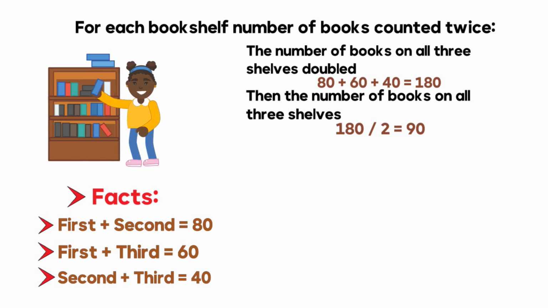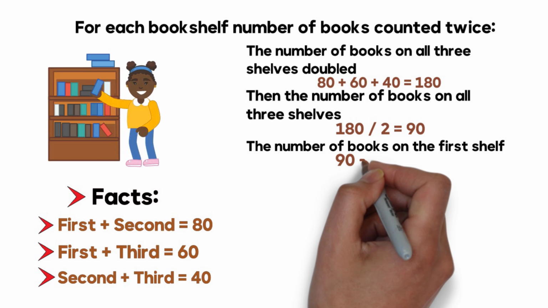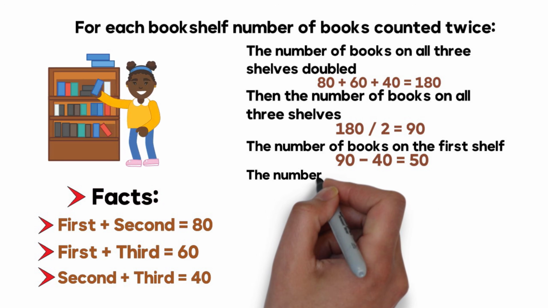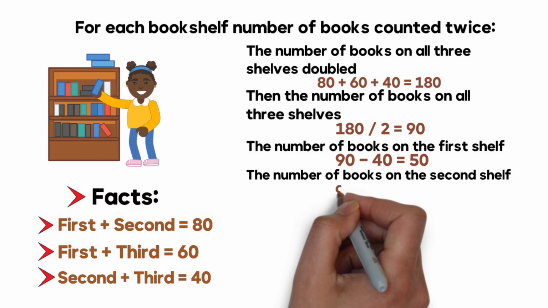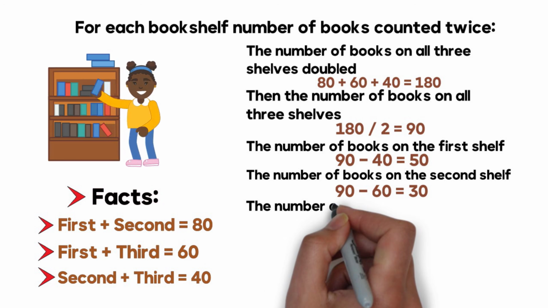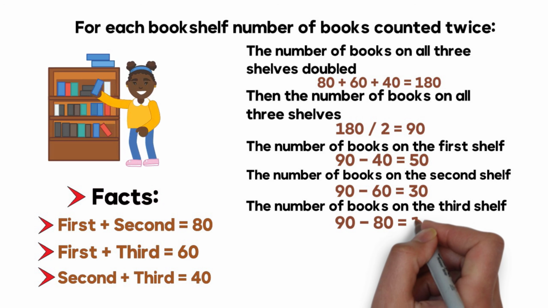And now we can calculate the number of books on each and every shelf. So having this information handy and looking at the facts, we can calculate the number of books on each individual shelf. For example, the number of books on the first shelf can be calculated by subtracting 40 from 90, and the result will be 50. The number of books on the second shelf can be calculated by subtracting 60 from 90, and the result will be 30. And the number of books on the third shelf can be calculated by subtracting 80 from 90, and the result will be 10.